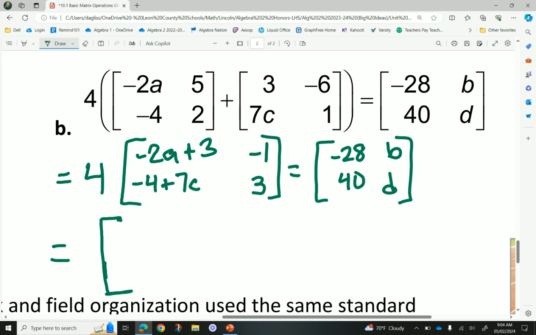Okay, so 4 times -2a plus 3, you just multiply each piece by 4. So -8a plus 12. We got this, right? Lewis, what's underneath that? 28c minus 16.